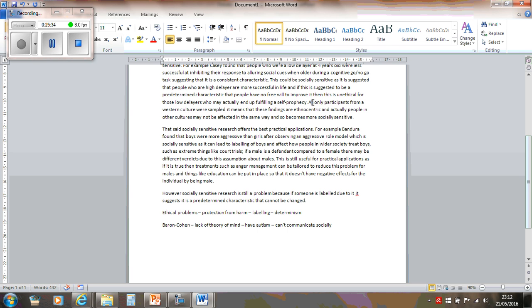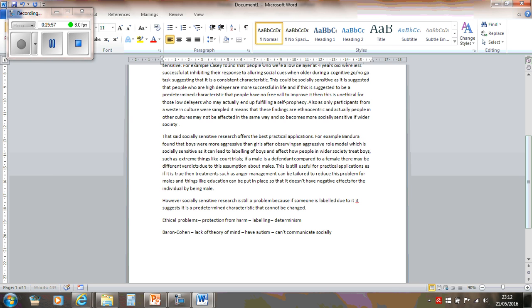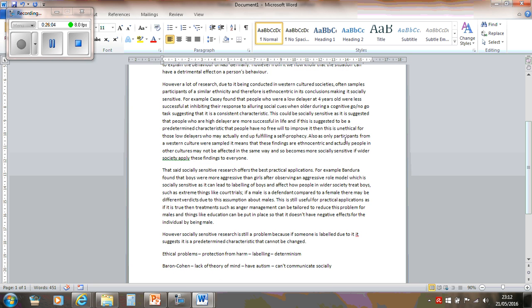Also, as only participants from a Western culture were sampled, it is ethnocentric, and actually people in other cultures may not be affected in the same way. So it becomes more socially sensitive if wider society applies these findings to everyone. That one there is kind of like two in the same one.